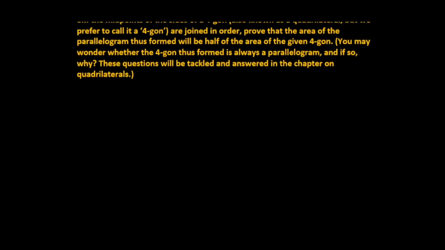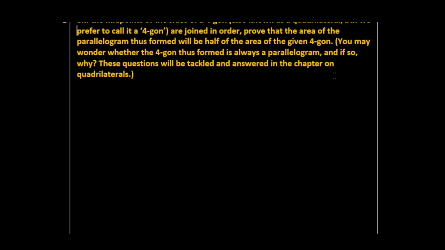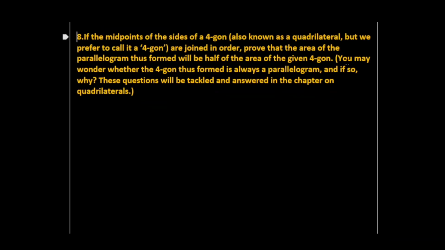Next question, 8th question. If the midpoints of the sides of a quadrilateral are joined in order, prove that the area of the parallelogram thus formed will be half the area of the given quadrilateral. You may wonder whether the figure thus formed is always a parallelogram, and if so, why?